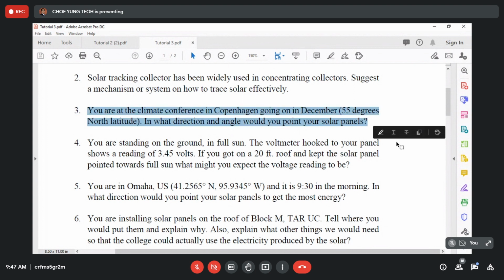Okay, let's look at question number 3. I think question number 2 just needed a little bit of explanation. Question number 3. You are at the climate conference in Copenhagen going on in December, which the location is 55 degrees north latitude. In what direction and angle will you point your solar panel? Think about it. What actually do you want to calculate? You are in this location in December.